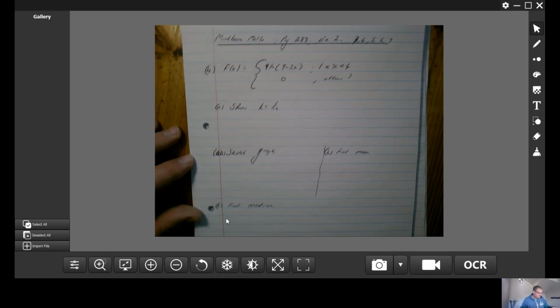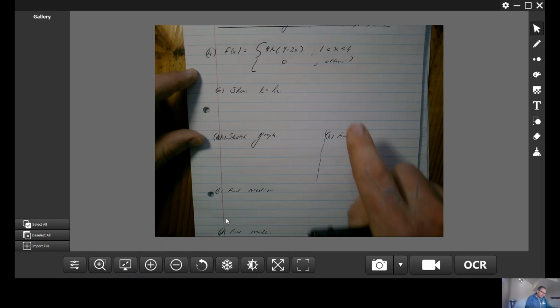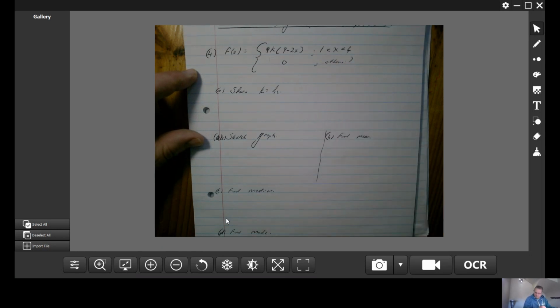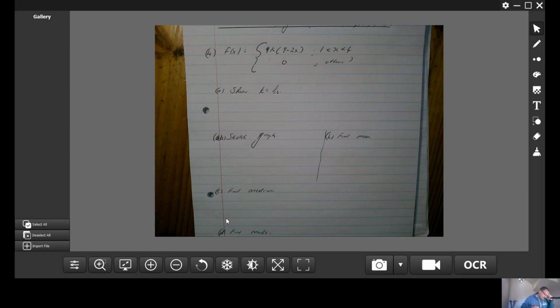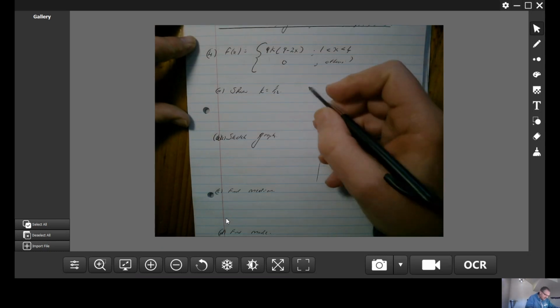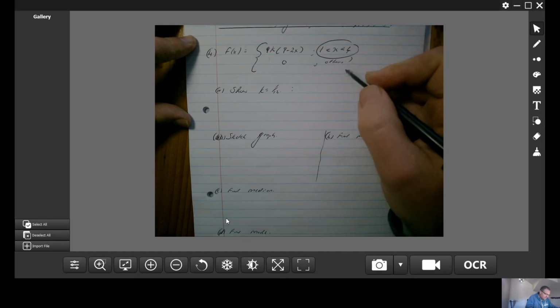Right. Question 4 says f of x is equal to k(9 minus 2x) when x lies between 1 and 4, and naught elsewhere or otherwise. First question says show that k is equal to 1 over 12. So the key idea is that within this interval you've got some graph over here. It's defined between 1 and 4.